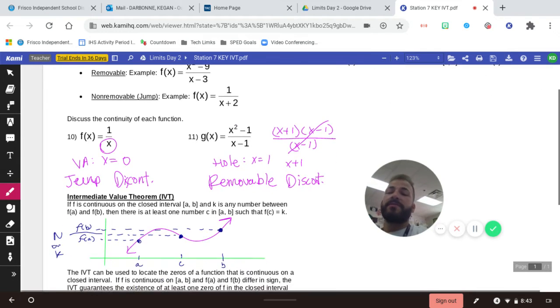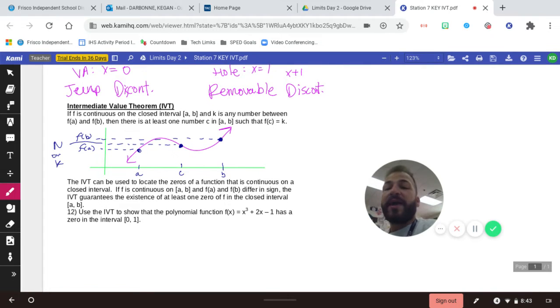Okay. So intermediate value theorem, if f is continuous on the closed interval a to b, and k is any number between f of a and f of b, in the notes we used n, so they'll kind of use constant values interchangeably, then there is at least one number c in the closed interval a to b such that f of c is equal to k.